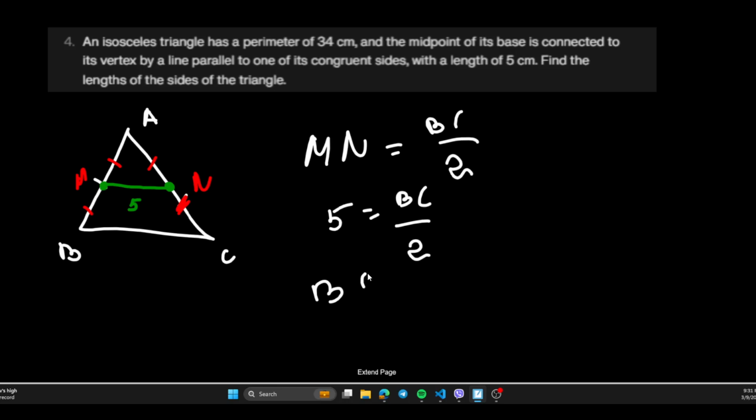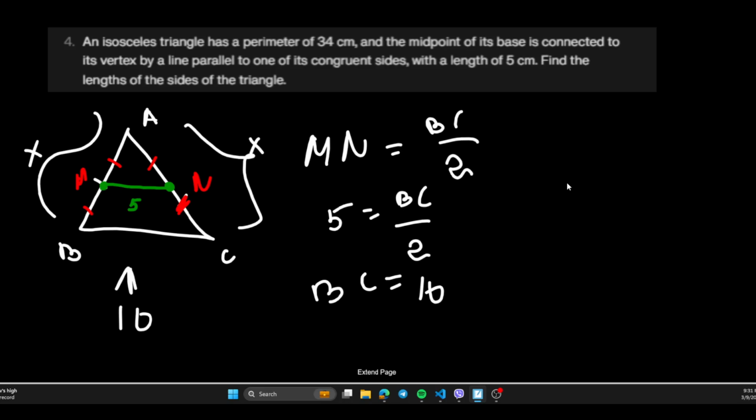Now you know MN is 5, so 5 equals BC over 2. So BC is 10. Now you know the whole perimeter is 34. This side is 10, and the other two sides are x each. So 2x plus 10 equals 34, 2x equals 24, x equals 12.